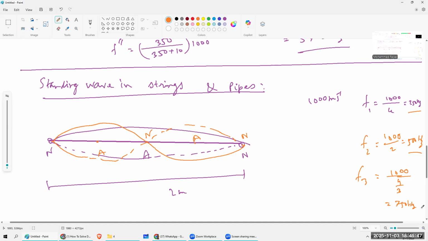এই স্ট্রিং দিয়ে একটা সিঙ্গেল ফ্রিকোয়েন্সি বানানো যাবে সেটা 250 হার্টজ, সেকেন্ড ফ্রিকোয়েন্সি বানানো যাবে 500 হার্টজ, থার্ড ফ্রিকোয়েন্সি বানানো যাবে। It is gonna always pick up on those discrete values. It cannot pick anything else, because it is stipulated by the logic that দুই এন্ডে অবশ্যই কি থাকতে হবে? Nodes থাকতে হবে. So you have to accommodate a full number of loops. 1 loop, 2 loop, 3 loop, 4 loop.